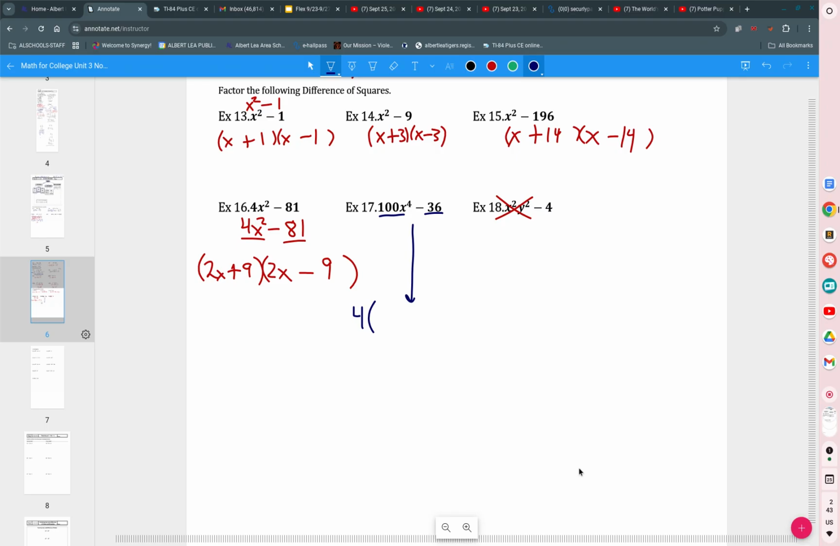If I take a 4 out of 100 x to the fourth, what do you get? 25. And if you take a 4 out of 36, what are you left with? 9. I still have the difference of squares, don't I? So I'm going to factor it again. This is a two-step factoring problem. I have a 5x squared and a 5x squared. I have a plus 3 and I have a minus 3. And there's your factoring.